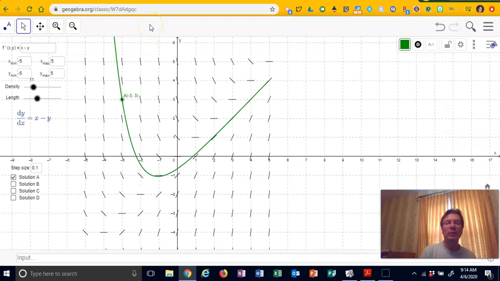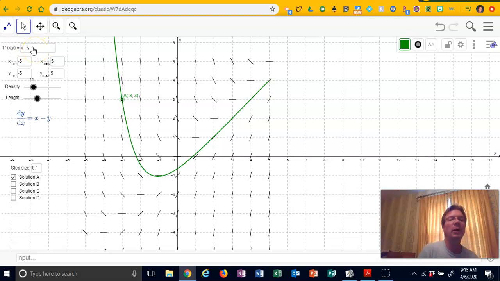And here's what it would be in GeoGebra. Now, this is just already created. So I'm going to go up here to the upper left corner. You can see f prime of x, y. So that's really your y prime. It's the same as your y prime. It's your first derivative. So y prime equals, and this one's already set up for x minus y.